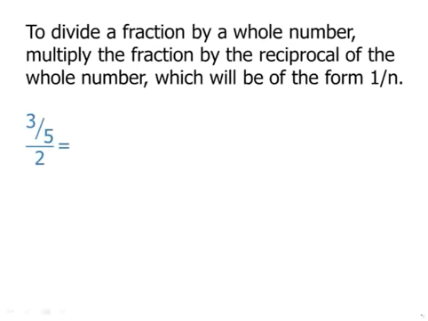To divide a fraction by a whole number, multiply the fraction by the reciprocal of the whole number, which will be in the form 1/n. So if I have 3/5 divided by 2, this would be 3/5 times the reciprocal of 2, which is 1/2. And of course, this is 3/10.